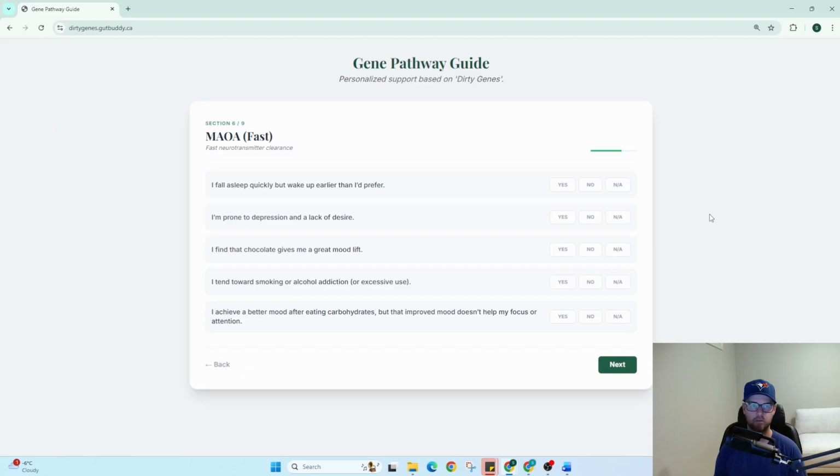So this is the second version of the MAOA. Again, because I was more on the slow side for this example, this one will likely be a lot more no's. Fall asleep quickly, but wake up earlier than I'd prefer. I'm prone to depression and lack of desire. I find that chocolate gives me a great mood lift. I tend towards smoking or alcohol addiction or excessive use. I achieve better mood after eating carbohydrates, but that improved mood doesn't help my focus or attention.